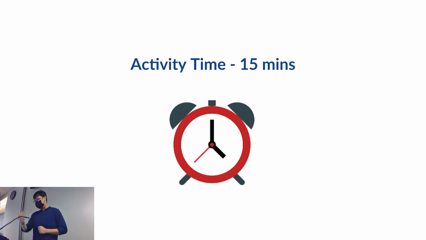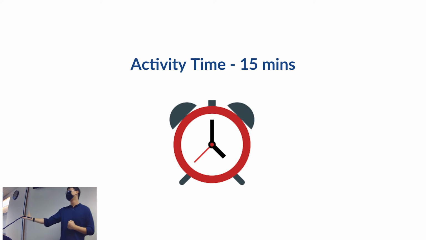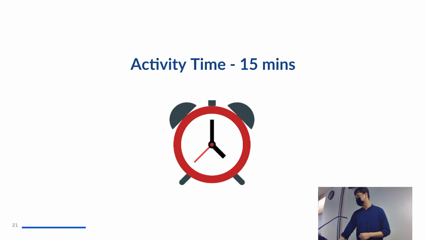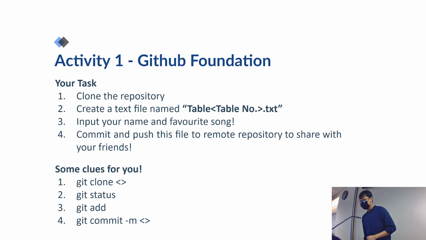Something that I missed out: we have sent an invitation to your individual emails. Please take a look. We invited you to our repository where you're able to clone our project. The first activity is to, ignore the first line, clone our repository, then create a file and input your name and your favorite song inside. Just ignore line number 1, okay?